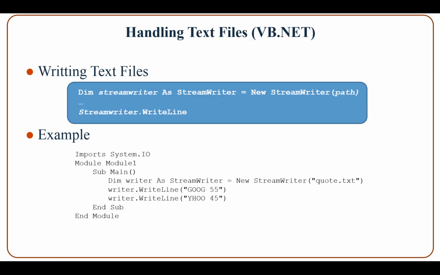For writing text files, you need to create objects of the StreamWriter class. And when you want to write to the file, you call the WriteLine method. So in this example, you create a StreamWriter object for the file code.txt and write 2 lines, the codes of 2 stocks, Google and Yahoo, to the text file.